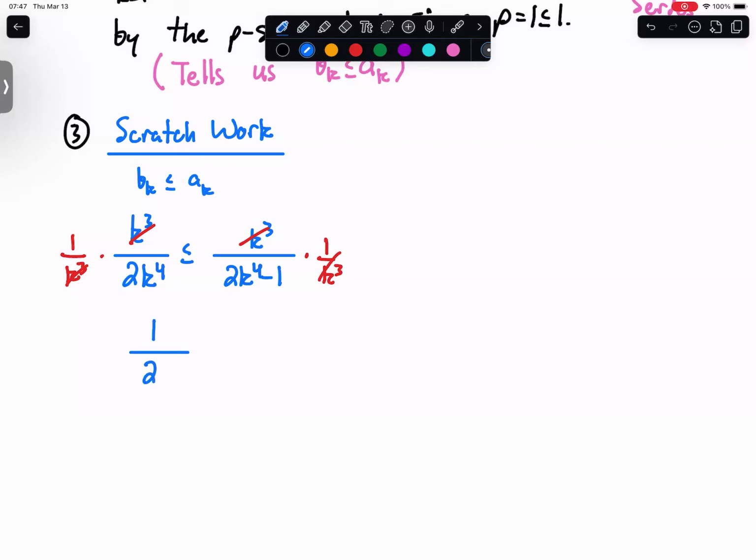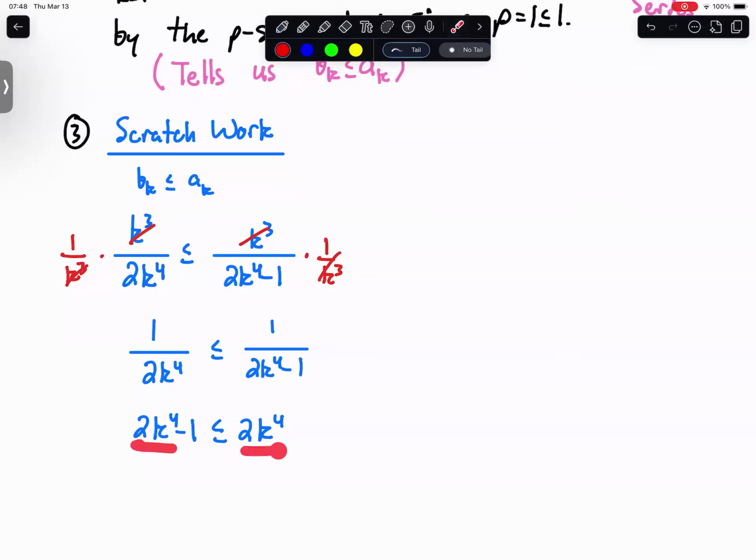I would get 1 over 2k to the fourth is less than or equal to 1 over 2k to the fourth minus 1. Still not quite obvious to me if that is obviously true as a starting point, so I'm going to move those terms to the numerator. If you move those terms to the numerator, you get 2k to the fourth minus 1 is less than or equal to 2k to the fourth.